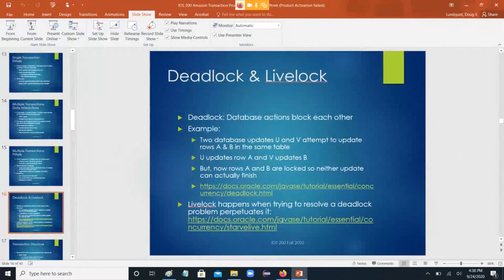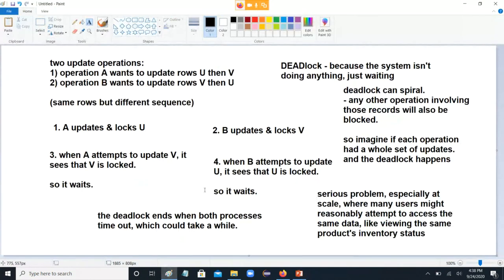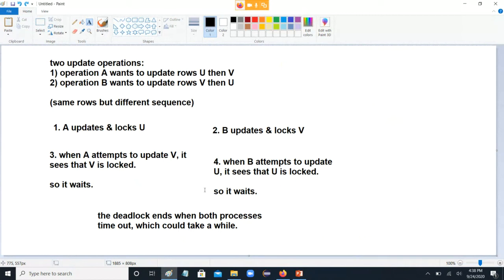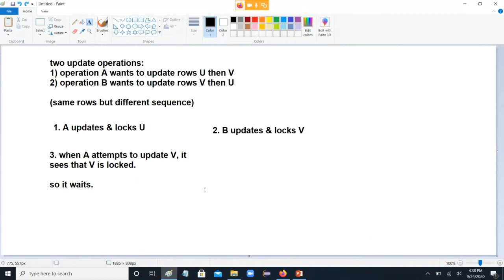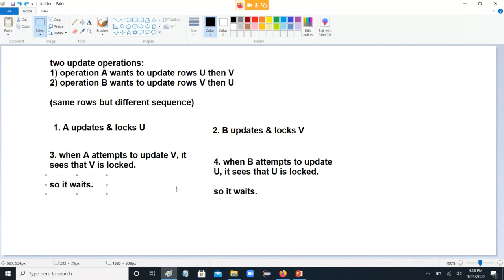So, the other one, we talk about Livelock. Okay, Livelock is similar, but it happens when trying to resolve a deadlock actually keeps it going. Okay, so we're gonna back off a bit from all this. Okay, so we have the same update operation. A does this, does this. Okay, but instead of just waiting, it does something.